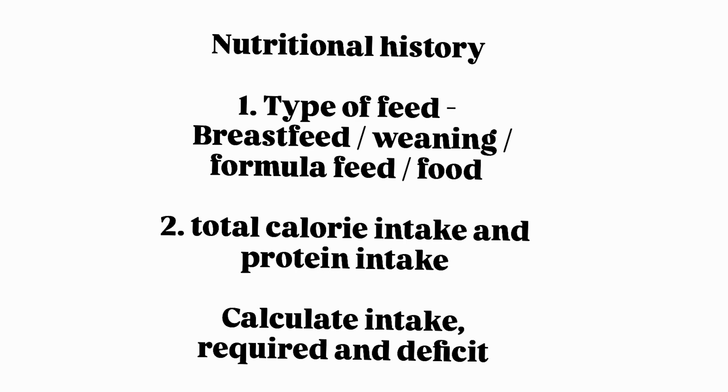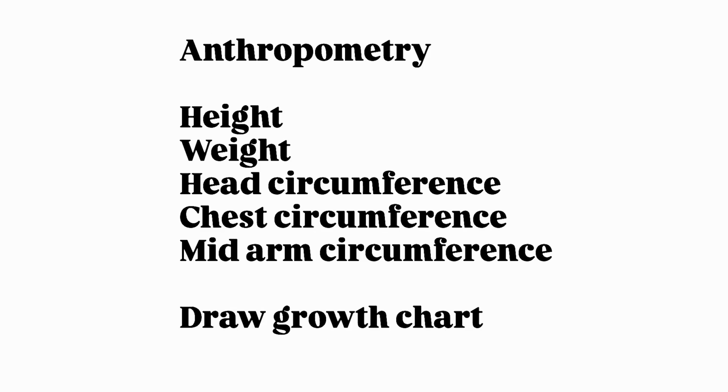Next, nutritional history. Type of feed, whether it is breastfeeding, weaning, formula feed or food. And we should calculate total calorie intake and protein intake. Also, we should mention the calorie intake and the requirement as per the age, and the deficit in that child. Next is anthropometry. We should take height or length, weight, head circumference, chest circumference, and mid-arm circumference. We should also plot the growth chart and note under which standard deviation it falls.